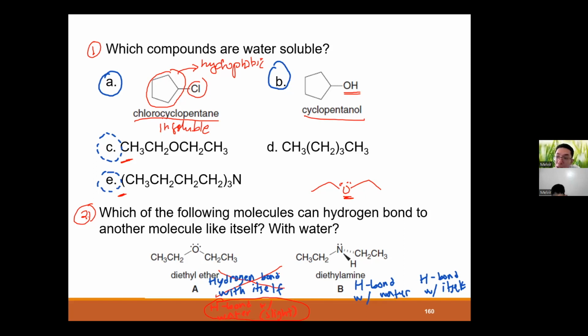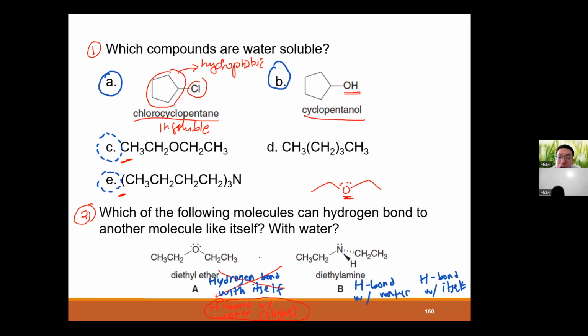Pero Josh, itatama ko na tong number 2 mo. Diethyl ether cannot hydrogen bond with itself. If you want, sige nga, can you show me how diethyl ether can hydrogen bond with itself? Saang hydrogen atom ng kapitbahay na diethyl ether kakabit dun sa oxygen, di ba? Wala. Kasi CH3, hindi. Methyl group yan eh.